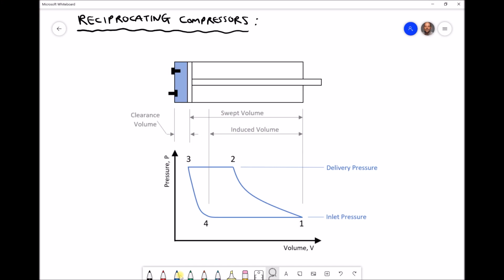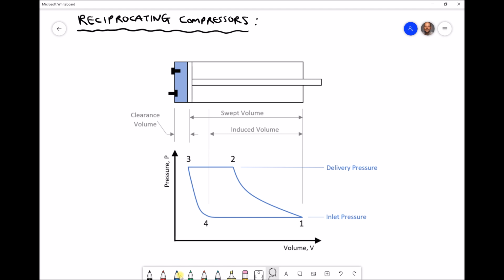In this video tutorial, we're going to be discussing reciprocating compressors. And to begin with, we're going to talk about the function of the reciprocating compressor, and we're going to relate that function to its pressure-volume diagram. So at the top of the screen here, we have an image of our compressor cylinder, and directly beneath we have the corresponding pressure-volume diagram.